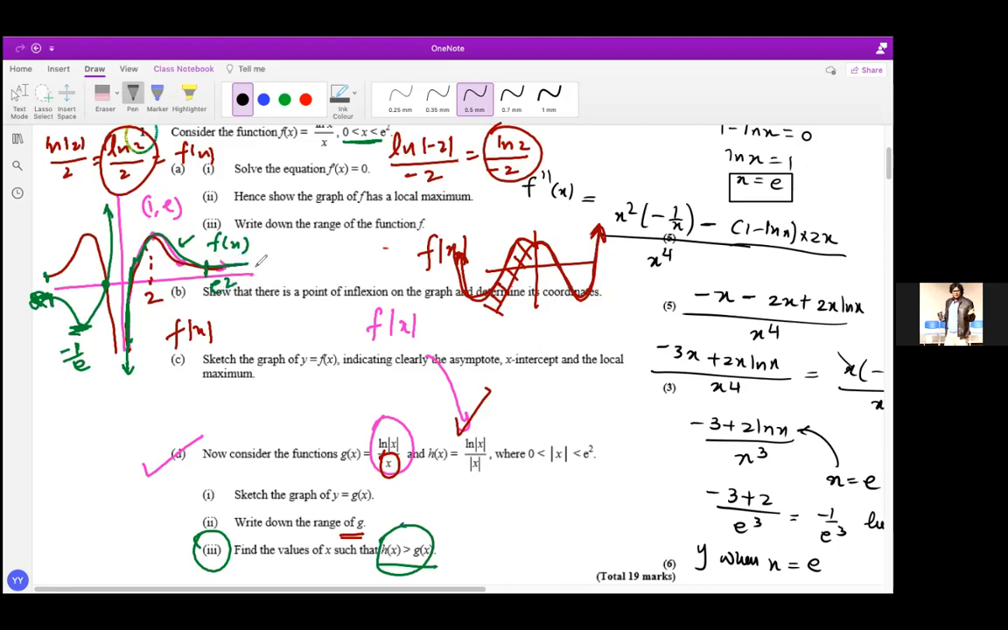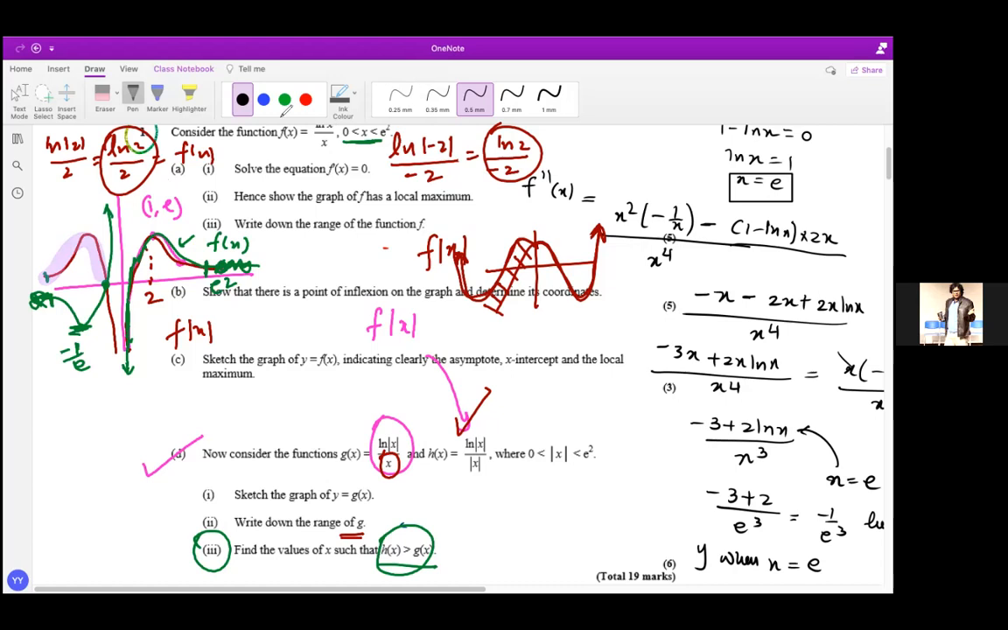So this is not going all the way down as a horizontal asymptote. So this is just till e squared. In this case, you can see that the part of the graph that is above the green function is only this particular part. You can see that clearly.